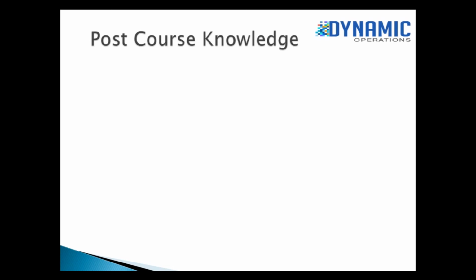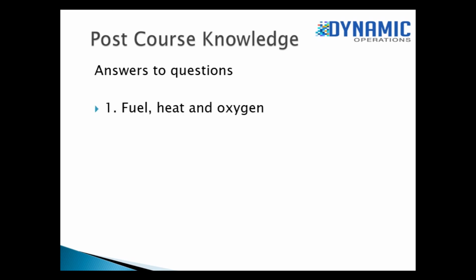So post-course knowledge. Answers to the questions. The three things we need for a fire to exist is fuel, heat and oxygen. Remove any one of those and the fire can no longer exist. These are the universal principles throughout the world of firefighting. The biggest cause of fire on industrial premises is arson.